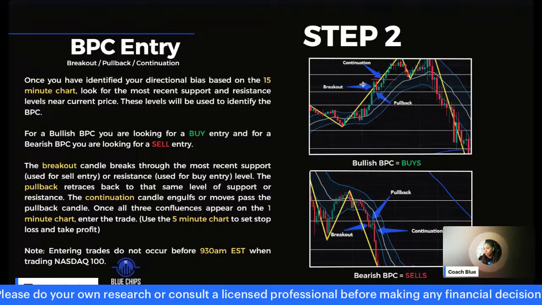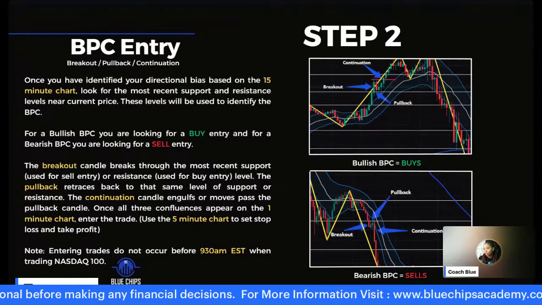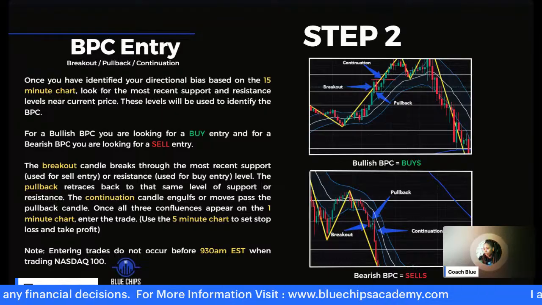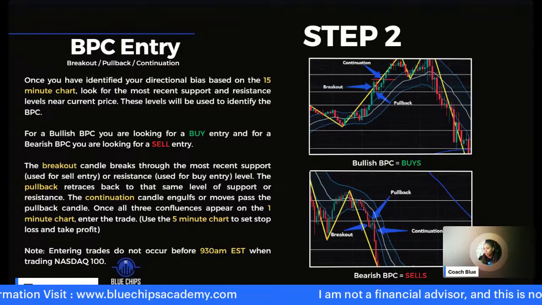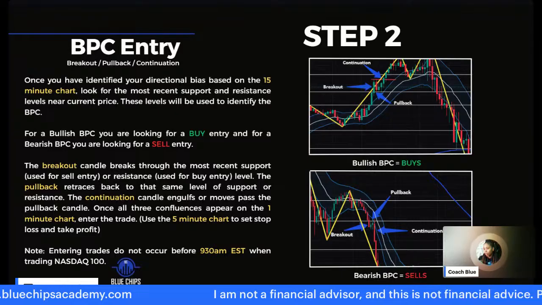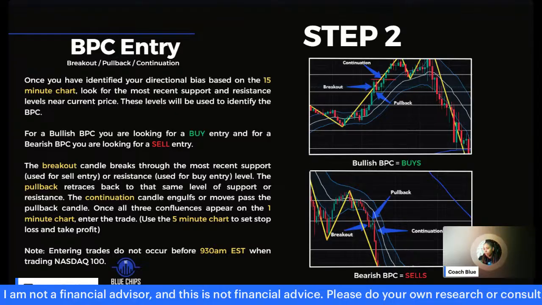And we enter our buy. We look for these confluences on the 1 minute chart. That's very important. So we look for our directional bias on the 15-minute chart, but we look for the price movement and the price action of the BPC, which stands for breakout, pullback, continuation, on the 1 minute chart.